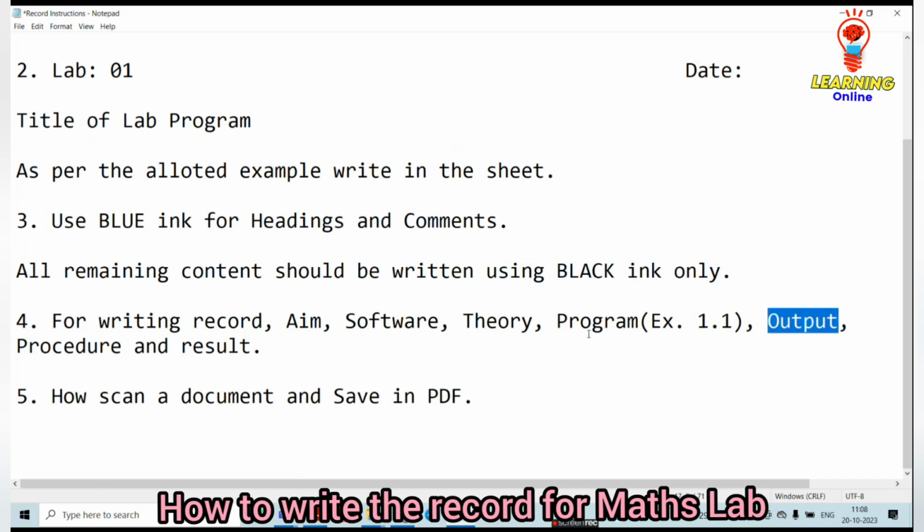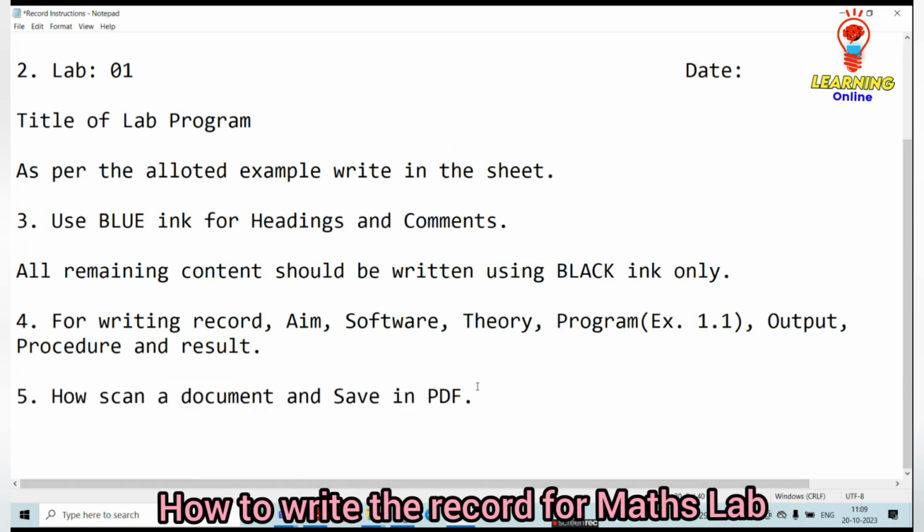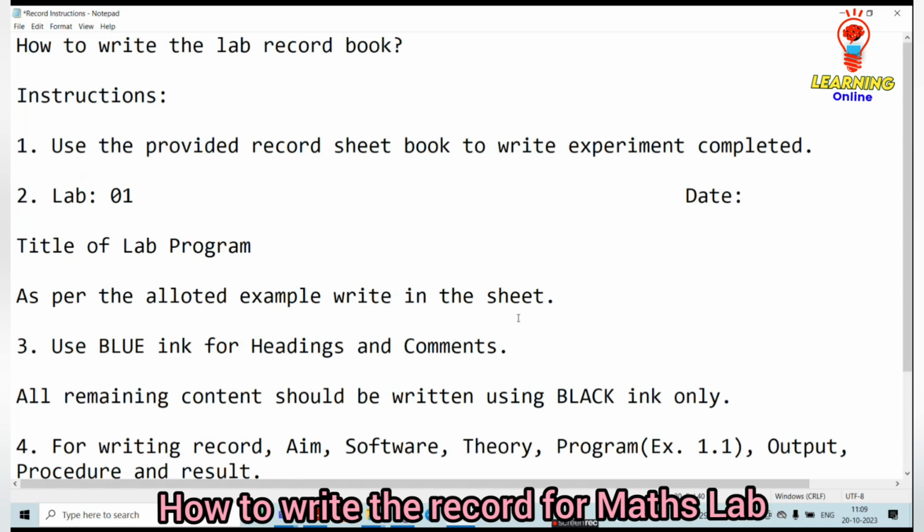Then the output of the particular program you have written. Then the complete procedure. As of now, I have discussed only Python, so write the Python procedure only. No need to write the MATLAB procedure and the result of the same. Then how to scan the written document and save it as a PDF, I already explained in that video. You can watch that video and then proceed the same way. For your reference, the video link will also be added in the description. This is the procedure for how you need to proceed with writing your record.